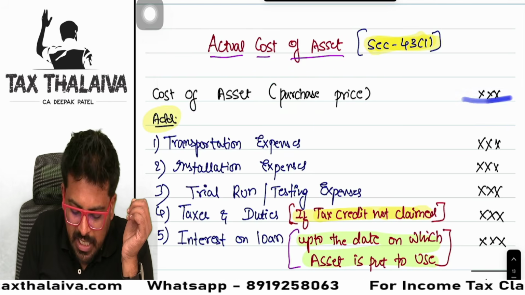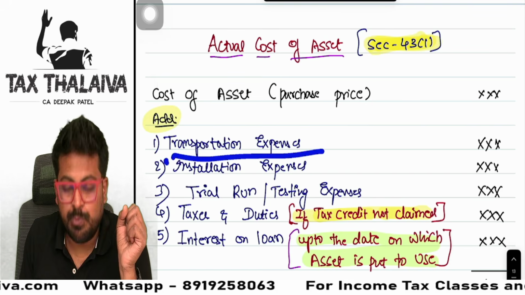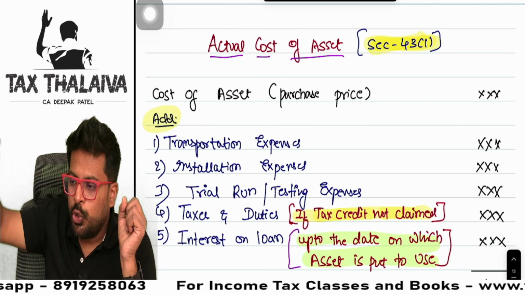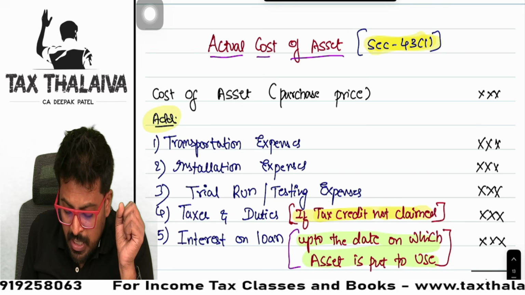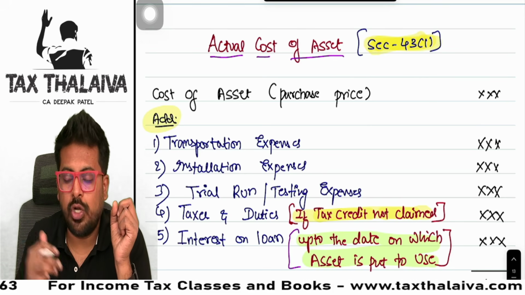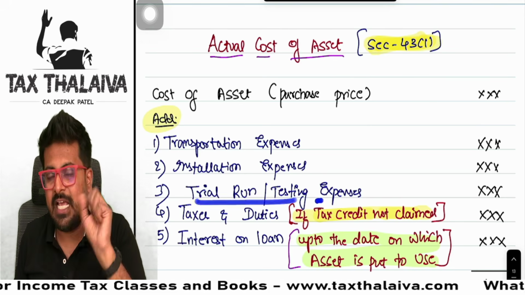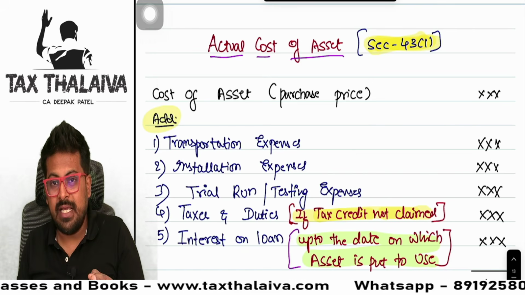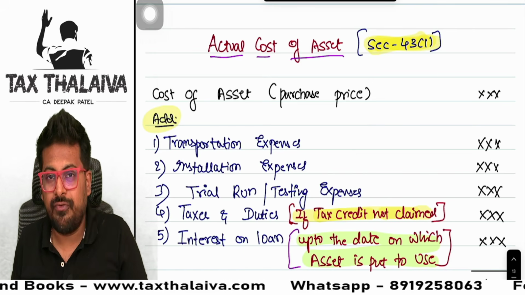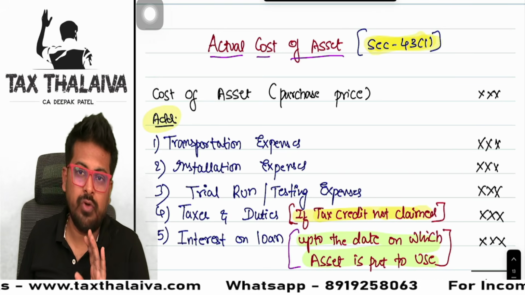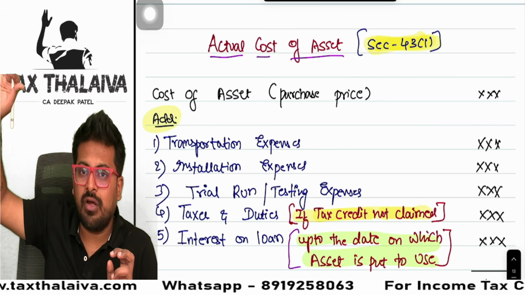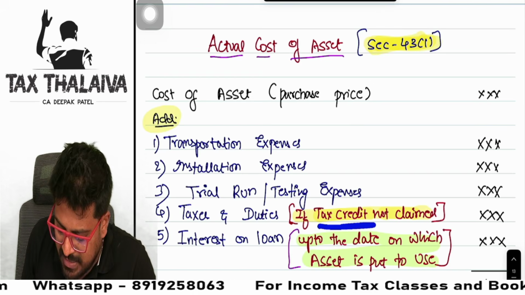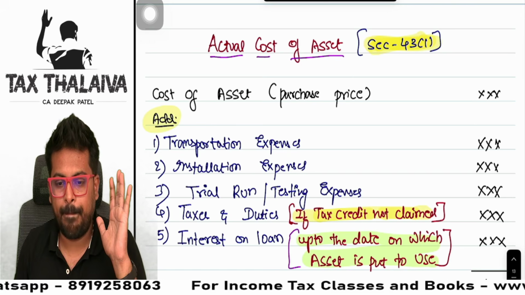of the asset. To that we will add transportation expenses for getting the asset from the seller's godown to your factory, installation expenses which you spent to install the machinery, trial run or testing expenses if you spent something, taxes and duties. But mind you, taxes and duties you can only consider if the credit of that taxes you have not received. If you are receiving the credit of that GST credit, in that case you cannot claim it. So if tax credit is allowed, then not claimed.